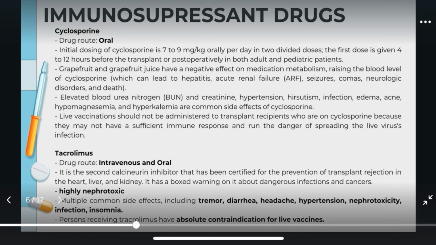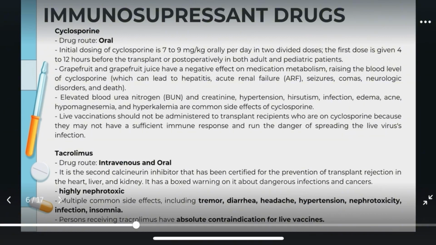Initial dosing of cyclosporin is 7 to 9 milligrams orally per day in two divided doses. The first dose is given 4 to 12 hours before the transplant or postoperatively in both adult and pediatric patients. Grapefruit and grapefruit juice have a negative effect on the medication metabolism, raising the blood level of cyclosporin, which can lead to hepatitis, acute renal failure or ARF, seizures, comas, urologic disorders, and death.